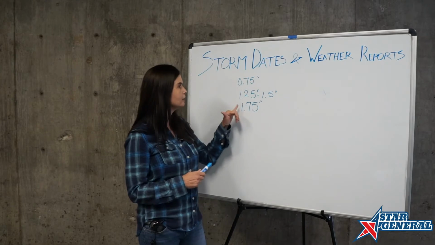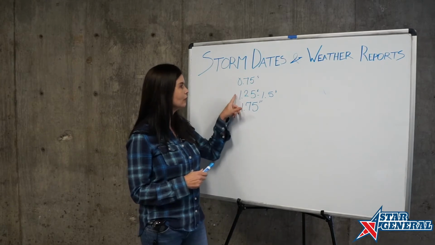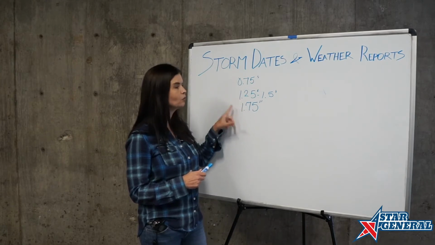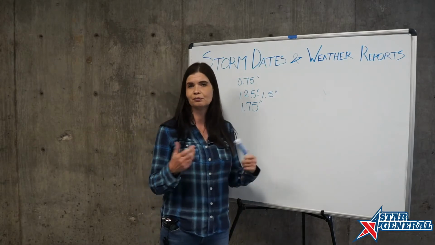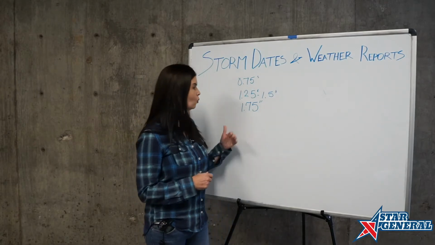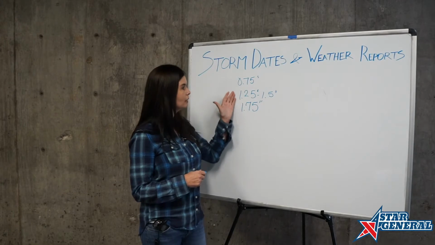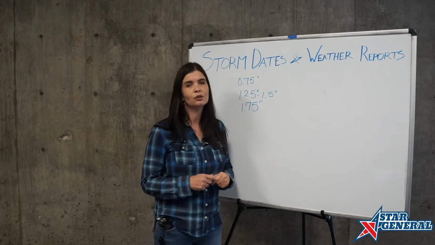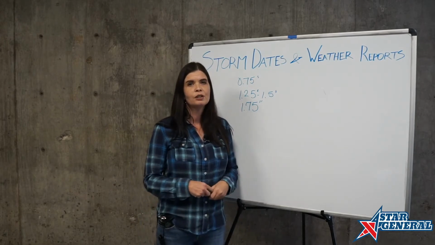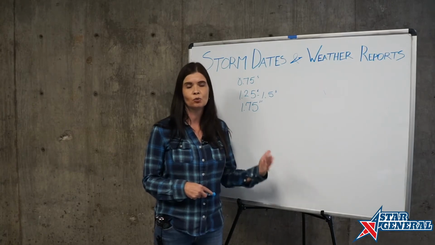But if you're looking at a storm, you really want to be at least in this range. And this range is better if you're working with a white roof, but anything in this range is going to be considered a significant storm. Generally speaking, you want to use the most recent storm.